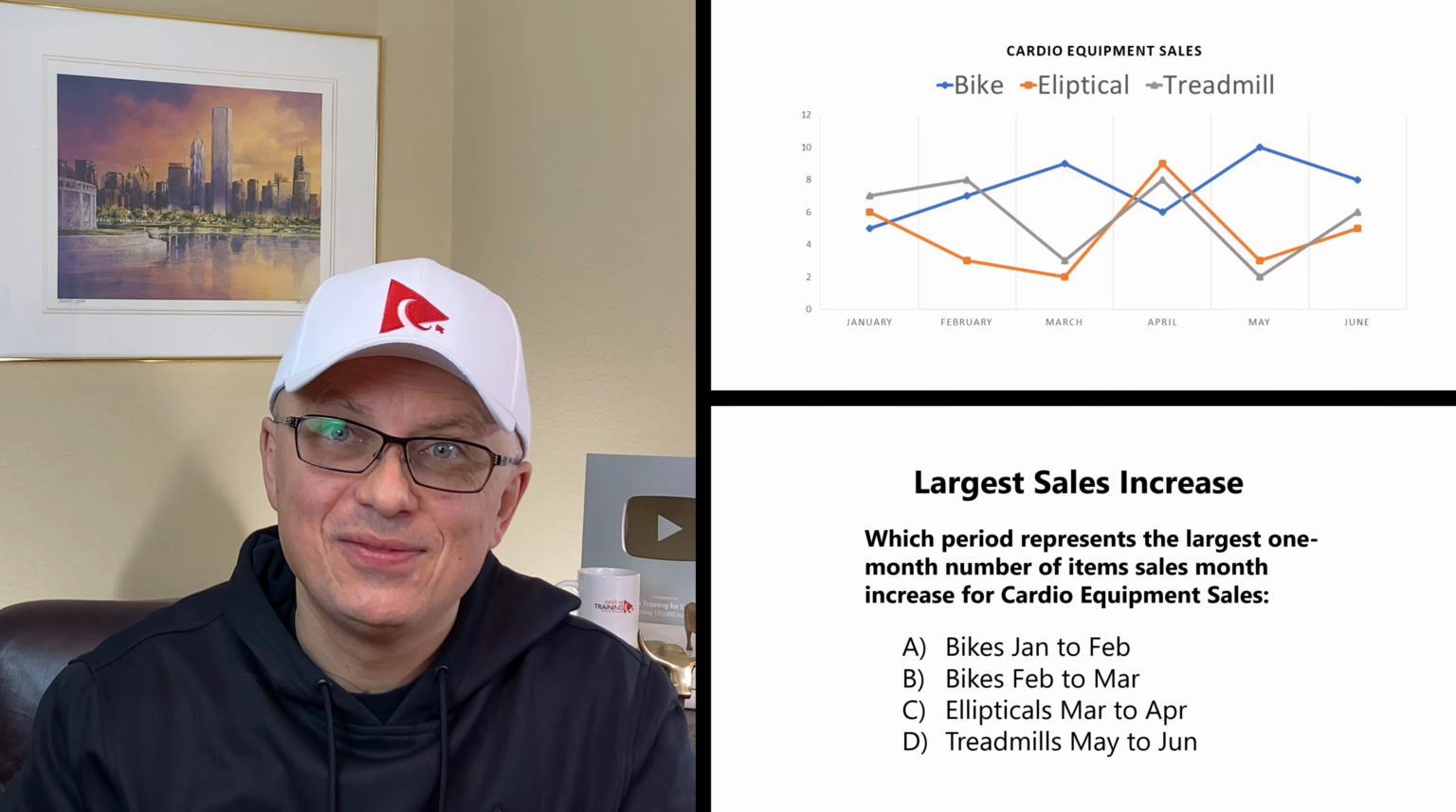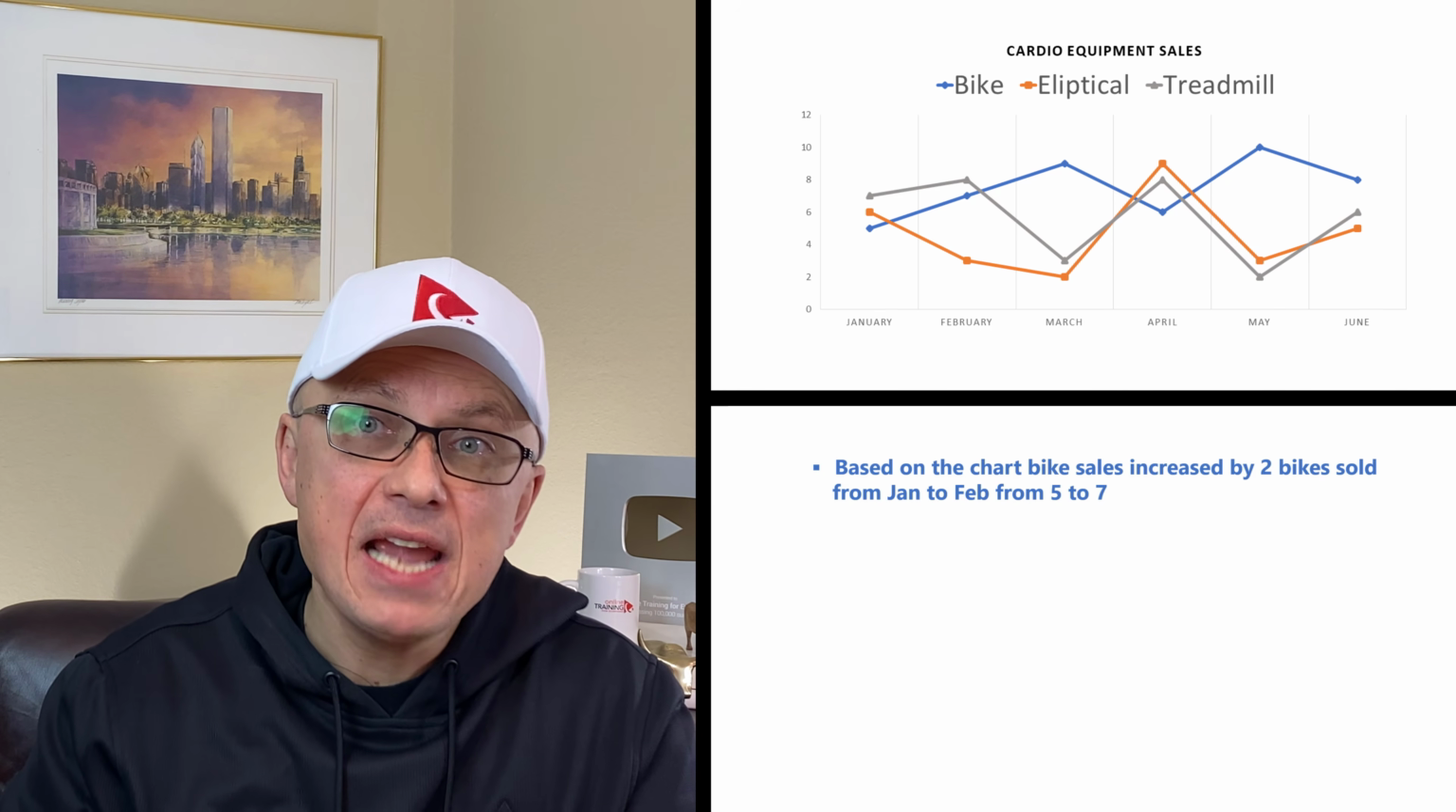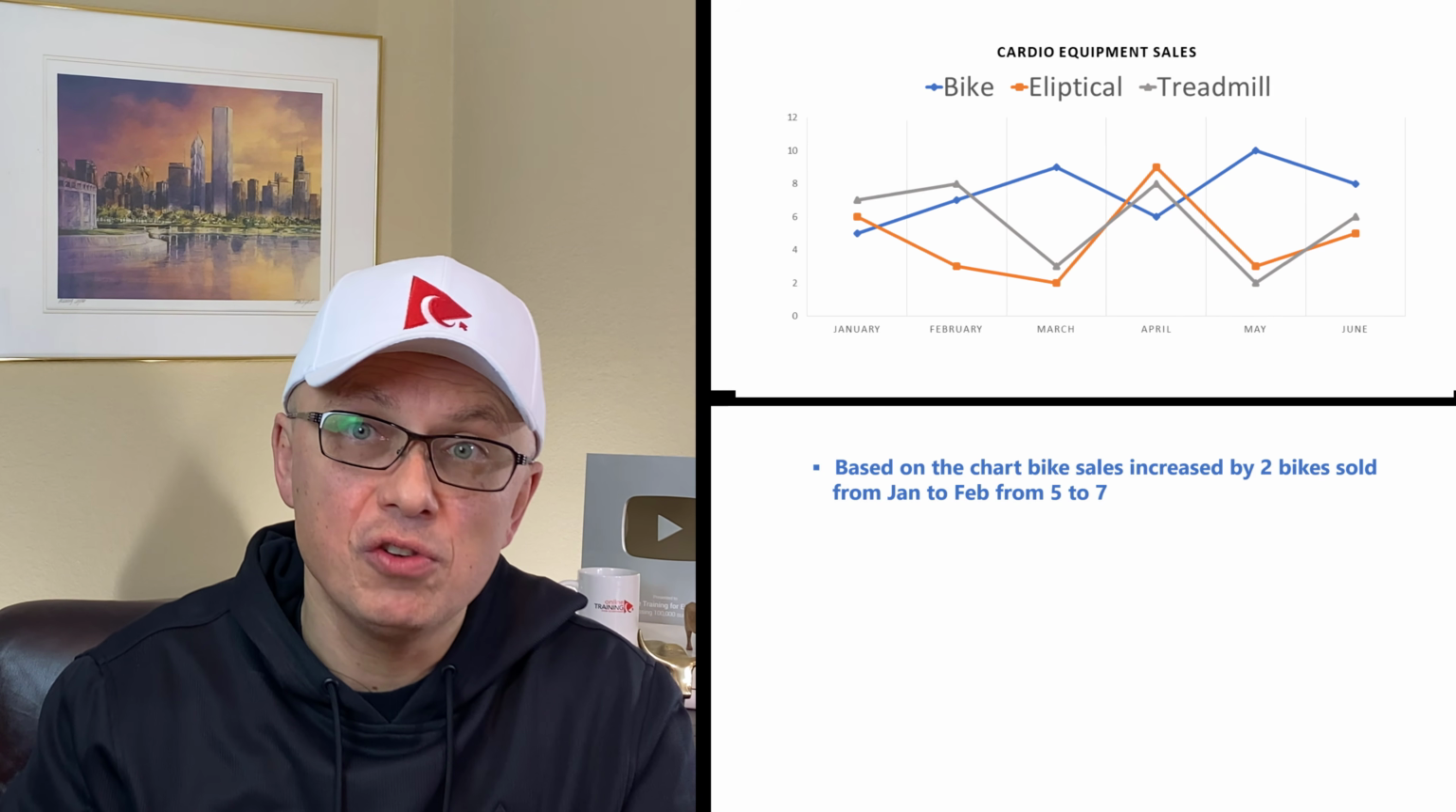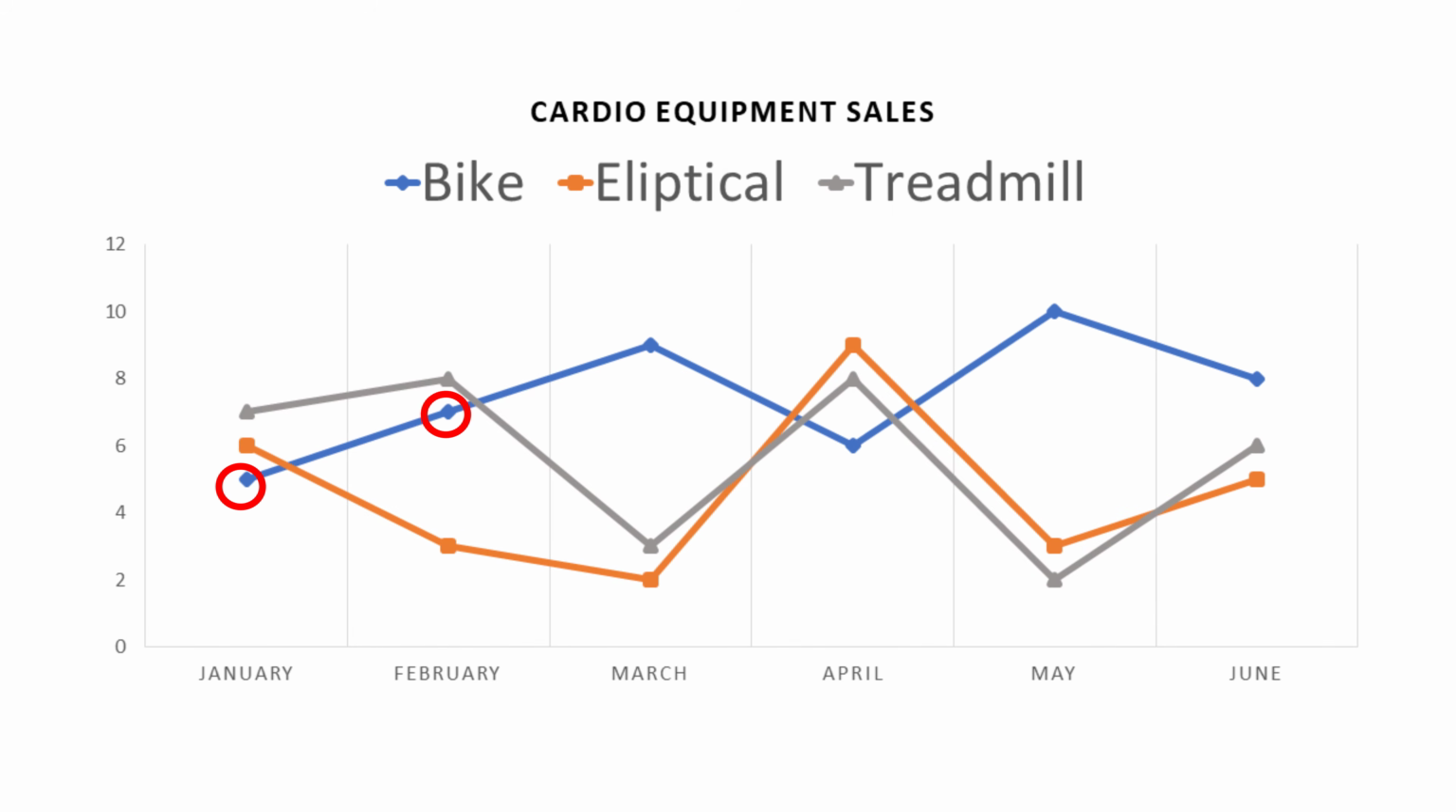Let's do it together. Based on the chart, bike sales increased by 2 from January to February, and the increase was from 5 to 7 items sold. Bike sales also increased by 2 from 7 to 9 between February and March. Elliptical sales, on the other hand, increased by 7 from March to April, jumping from 2 to 9. And treadmill sales increased by 4 between May and June, going up from 2 to 6.